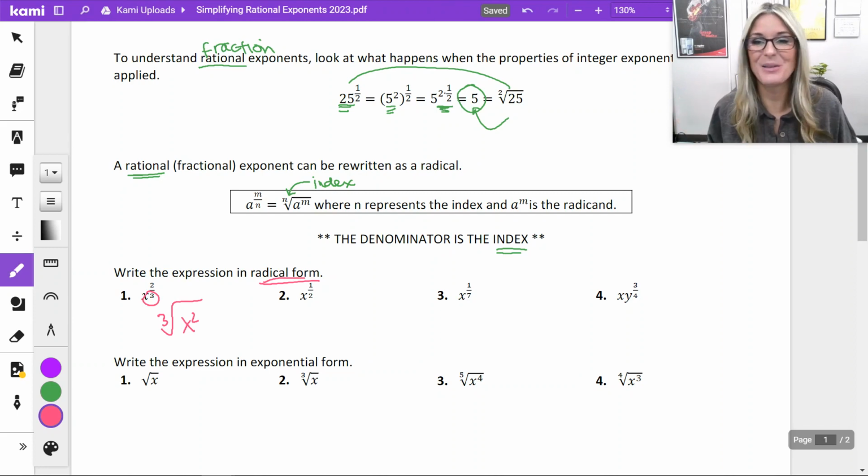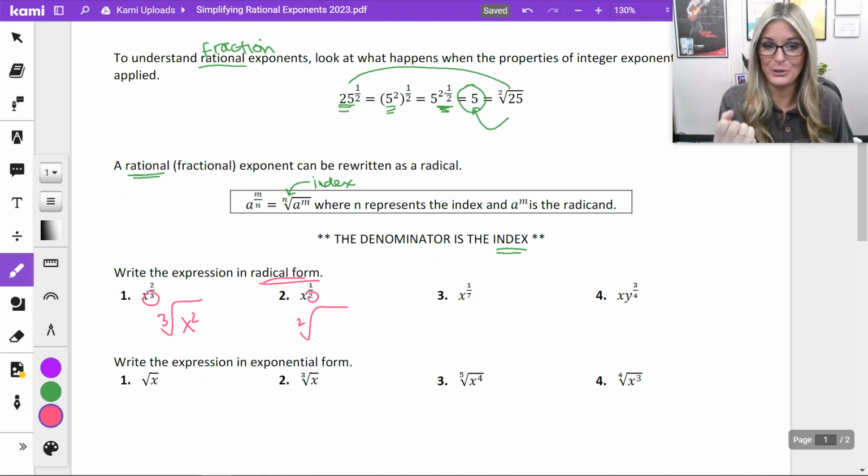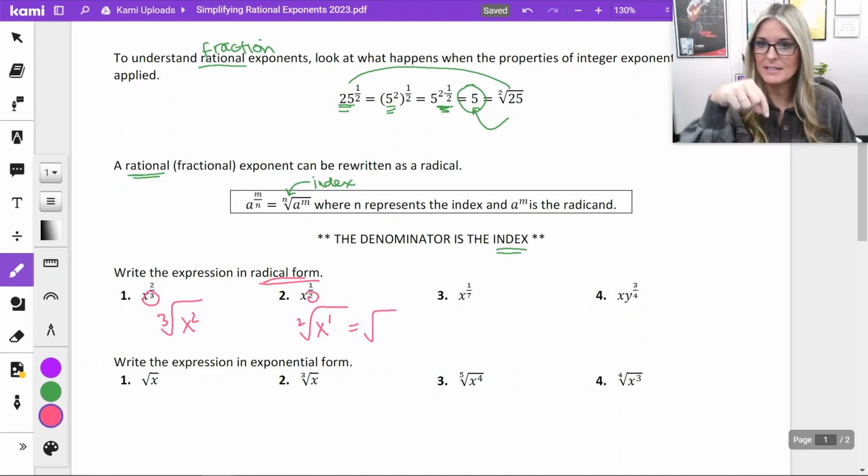Number 2, x to the 1/2. The 2, the denominator, goes into the checkmark part. This is going to be a square root of x to the first. Or I could write this more simply. If we don't have an index number in our radical, we assume it's a square root. And I don't really need that one exponent either. Those are both understood. So if you want to write just a plain old square root of x, all of those would be inferred.